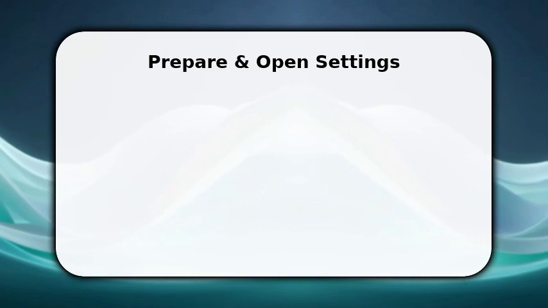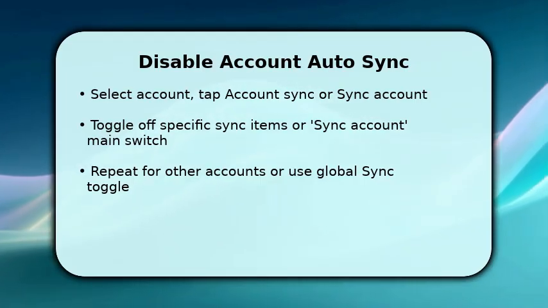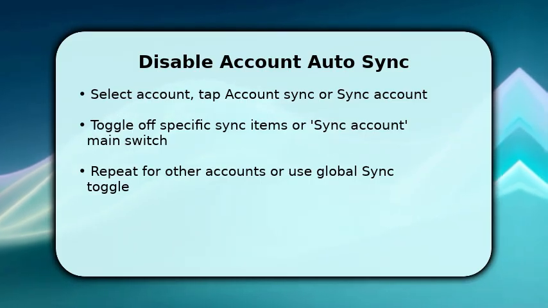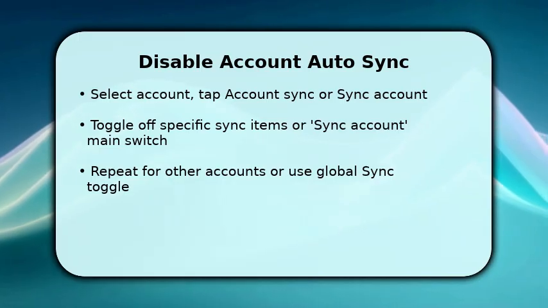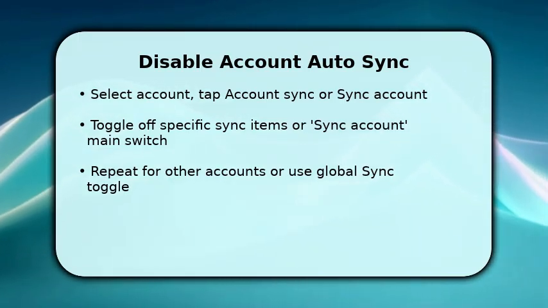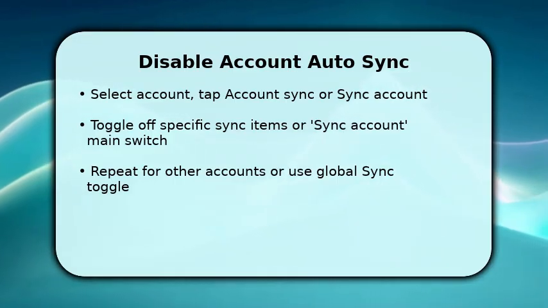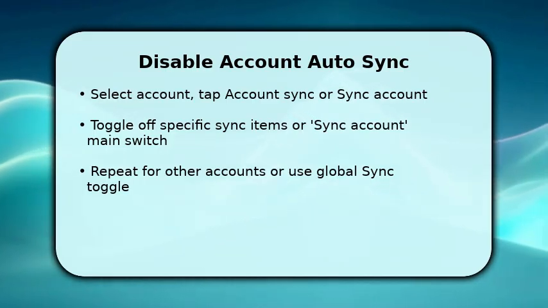Once in the account screen, tap Account Sync or Sync Account to reveal individual sync items like Contacts, Calendar, and Gmail. You should toggle off the specific items you don't want syncing. If you prefer, turn off the main sync account switch to stop all automatic sync for that account. Make sure to repeat the same steps for any other accounts on the device. If you prefer a single control, use the Global Auto Sync Data option under Accounts to switch everything off at once.